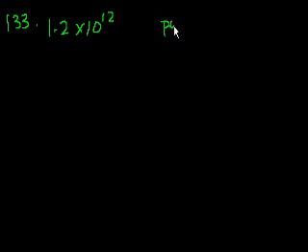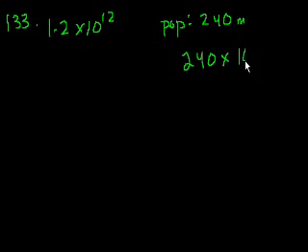Problem 133. A certain country had a total annual expenditure of 1.2 times 10 to the 12th power last year. If the population of the country was 240 million last year, what was the per capita expenditure? So 240 million, what is that? A million is 10 to the 6th power, right? So this is 240 times 10 to the 6th, right?